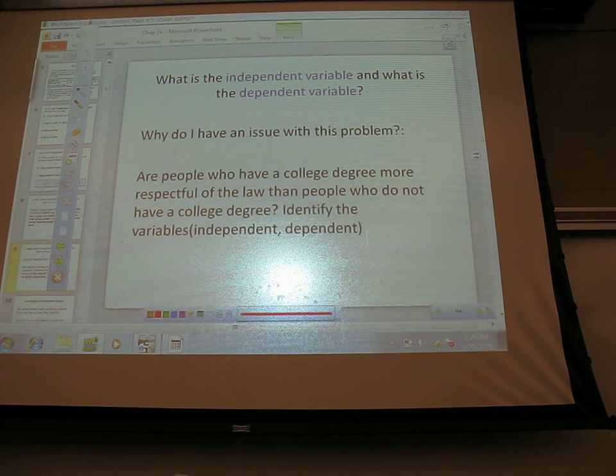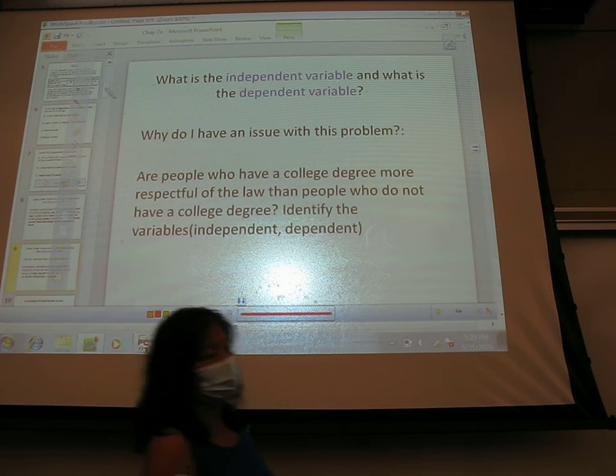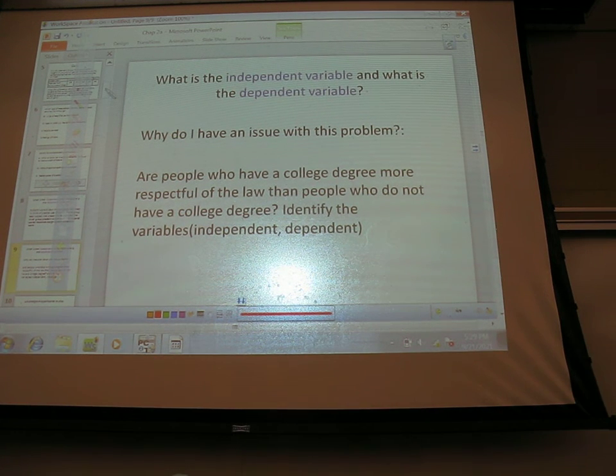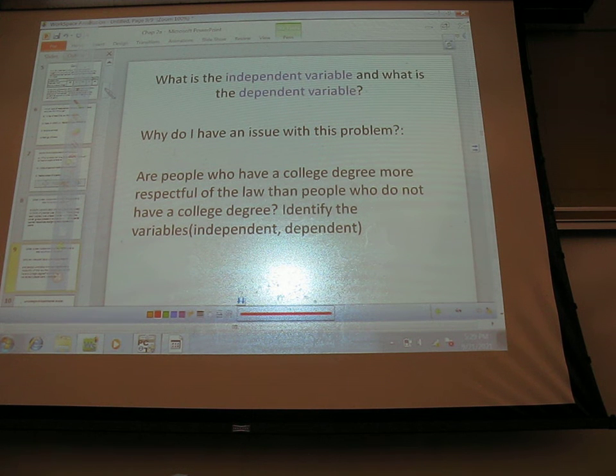So I saw this online. This problem said, are people who have a college degree more respectful of the law than people who do not have a college degree? Identify the variables, independent or dependent. Why did I have a problem with this? Why don't you guys take 30 seconds to talk to your neighbors about it? Maybe there's too many variables. Yeah, I was just saying there's too many things that could matter.